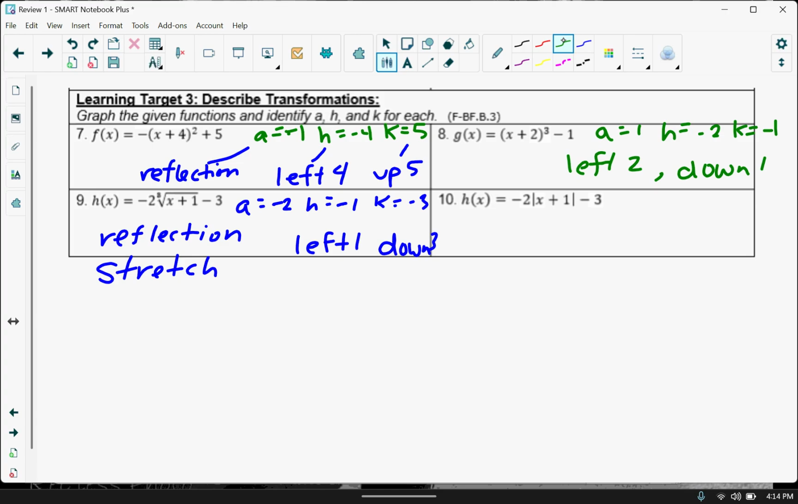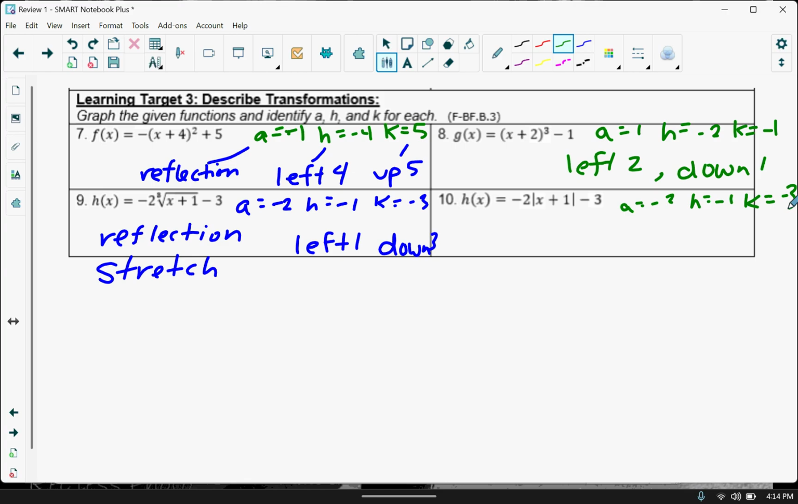Okay, last one. This is an absolute value. That one will look like a V. A is in the front, so a is -2. H is inside, and you don't trust h because h is with your x, so that's going to be -1. And then k is equal to -3. You can trust that one because it's not with your x.